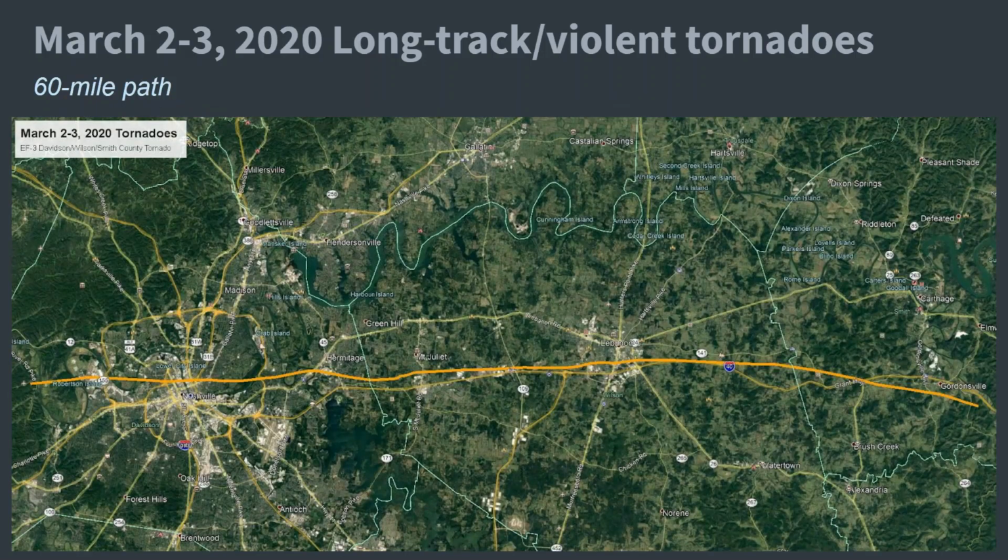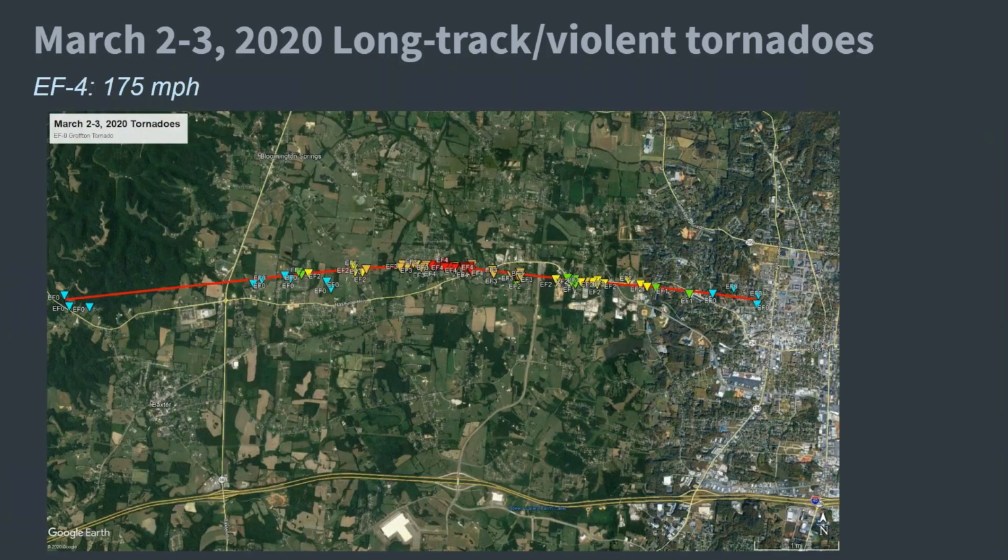And that thing went for over 60 miles from well west of Nashville across the entire Nashville metro area, through the suburbs of Mount Juliet and Lebanon, and kept going 60 miles east of Nashville, mostly EF1, EF2, but some EF3 damage. And then it got its act together again as it impacted the town of Cookeville, which is about 70, 80 miles east of Nashville, and just really quickly spun up to EF4.